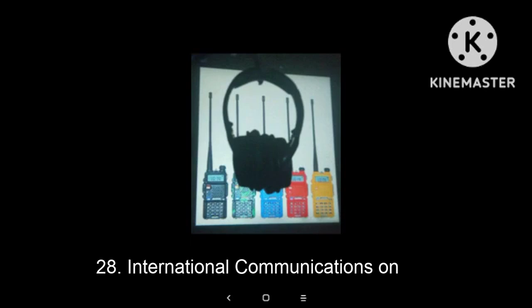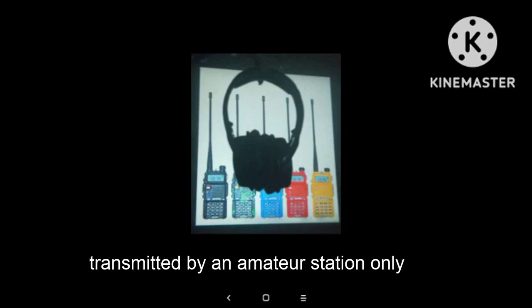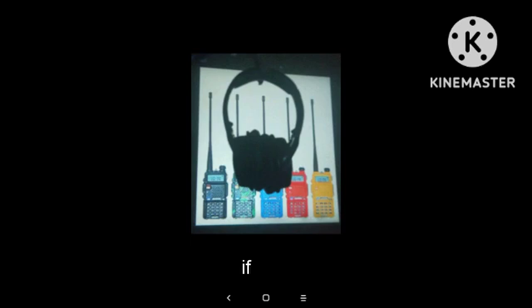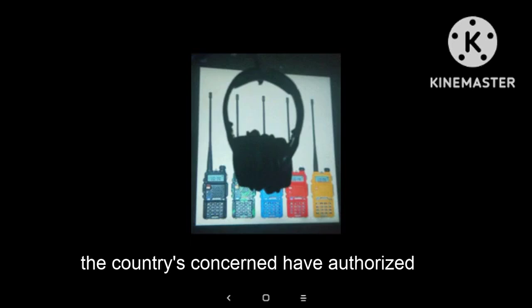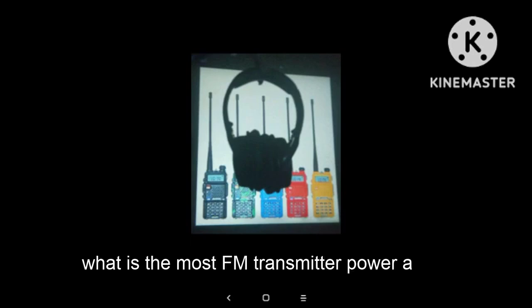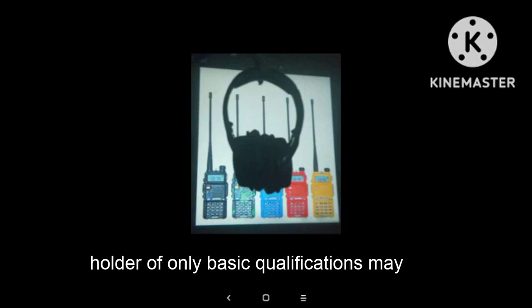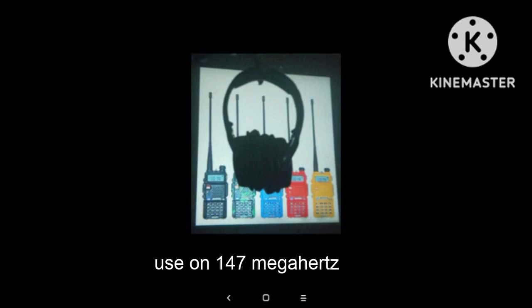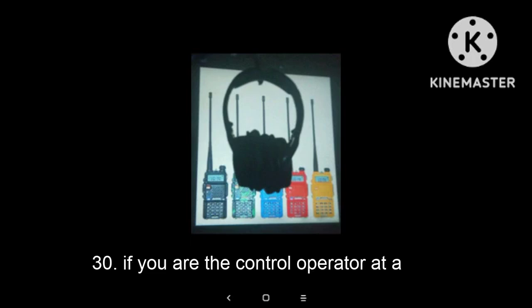28. International communications on behalf of third parties may be transmitted by an amateur station only if the countries concerned have authorized such communications. 29. What is the most FM transmitter power a holder of only basic qualifications may use on 147 MHz? 250 watt DC input.